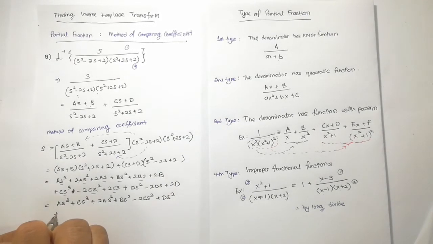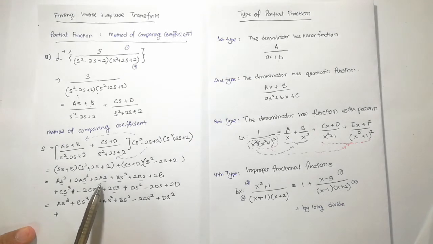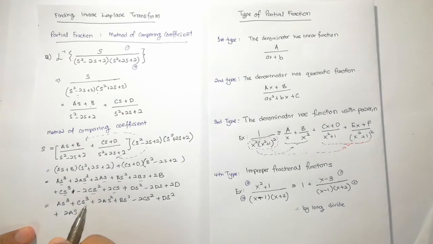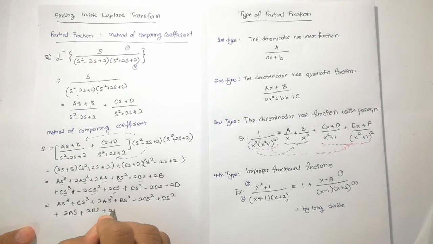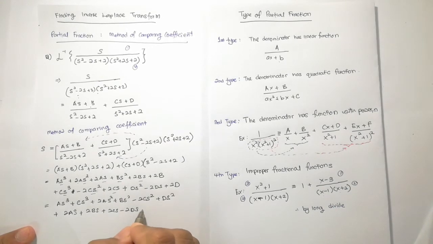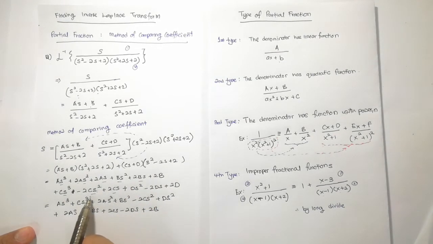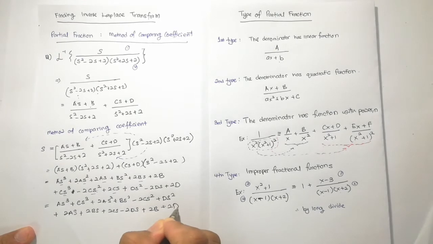Okay, so the next one we will look into the s term, so we have this one 2a s, plus 2bs, plus 2cs, and then minus 2ds. Okay, and then lastly we will do for s power of 0, or constant value, so we have 2b, no, this one, no, we have s here, so plus 2d.